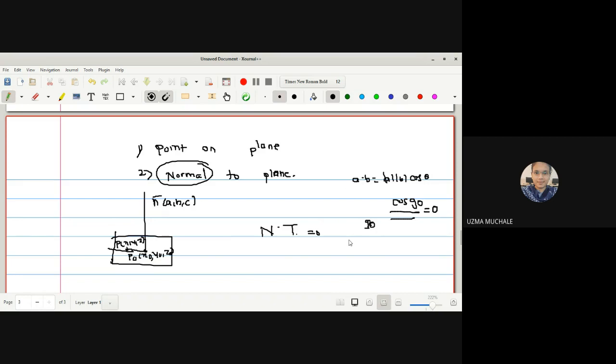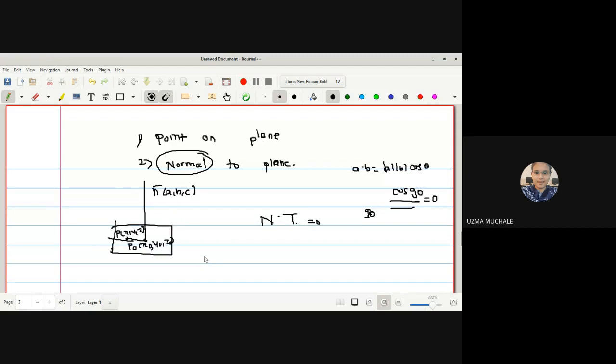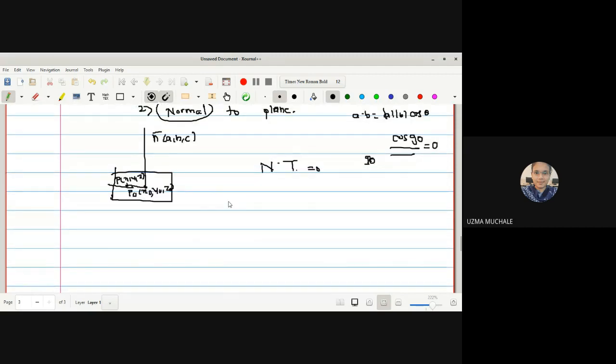It is 0. So, normal and tangent are always perpendicular to each other. Hence the dot product between them is equal to 0. With the help of that property itself, we can find the equation of a plane, that is, normal dot tangent. Now, how to find a tangent? Any line in the plane is a tangent, and this normal is always perpendicular to every tangent in the plane.